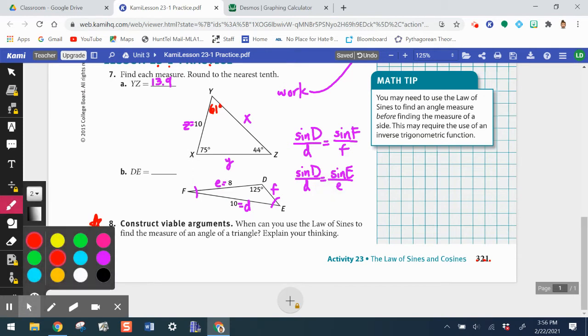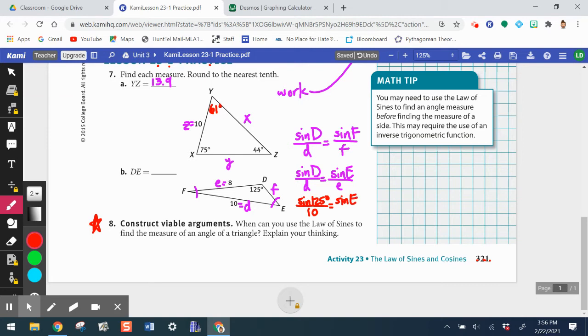So let's replace it with known values. The sine of 125 degrees, because angle D is 125, over the size of its opposite side, which is 10. The sine of E, we don't know the measure of angle E. We're not even going to guess it, although there's temptation to. And its opposite side, which we labeled lowercase e, is 8. So we're going to do some cross multiplication, and now we're actually going to solve for an angle measure.